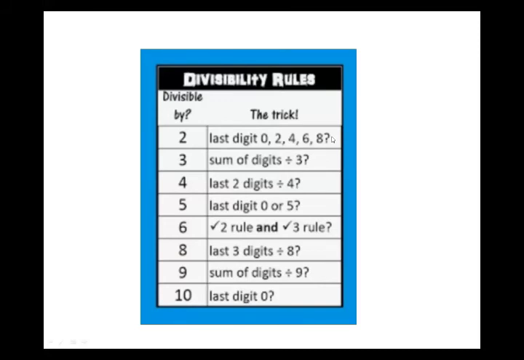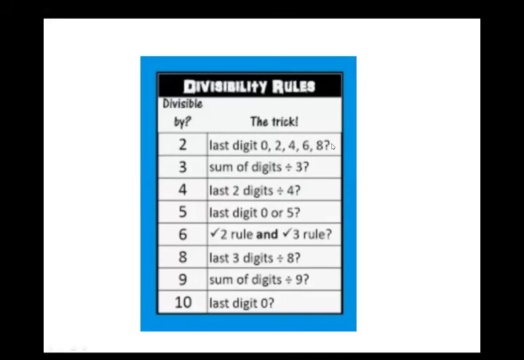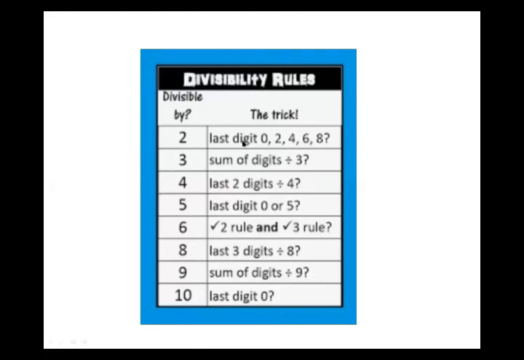Then the divisibility of 4. To find whether a number is divisible by 4 or not, we check if the last two digits are divisible by 4, then we say that the actual number is also divisible by 4. And for 5, if the last digit is 0 or 5, then the number is divisible by 5.